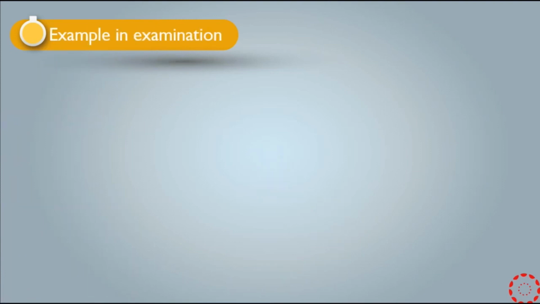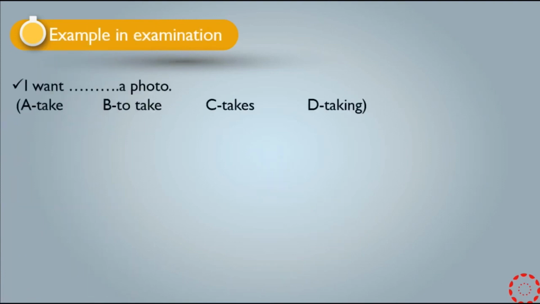Example in the examination, in the final: I want dash a photo. As you see here, want is a verb. So after want, we should have an infinitive, which is to plus base. So which option is correct? To take. I want to take a photo.